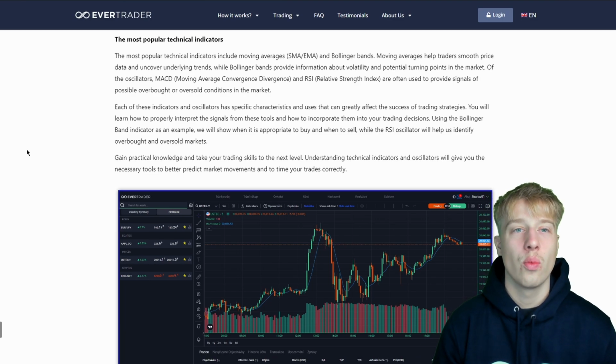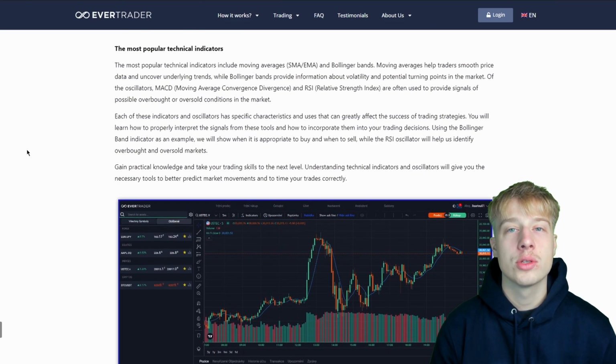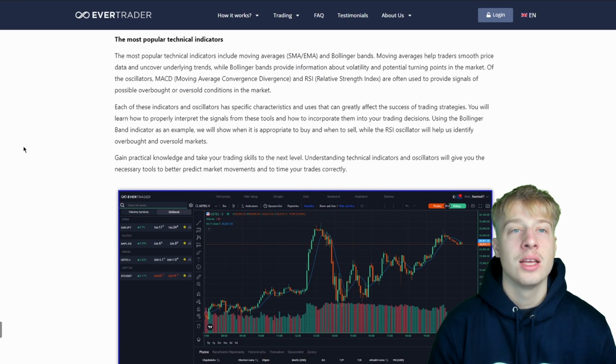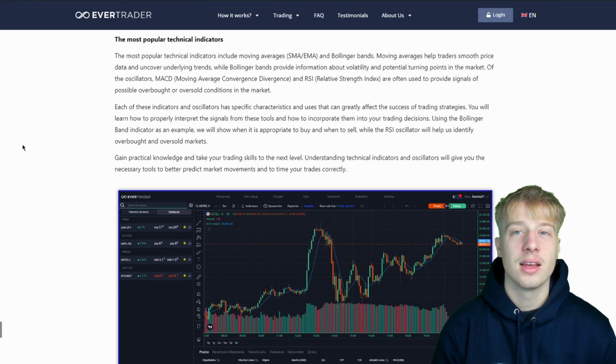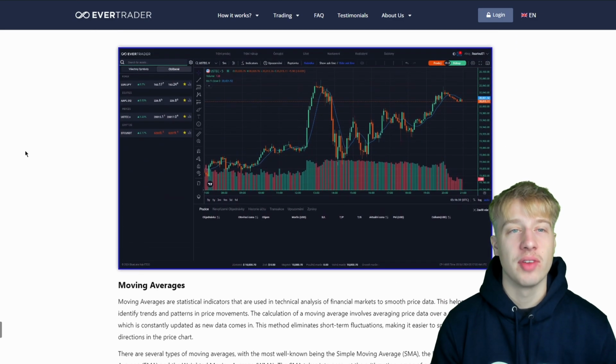Using the Bollinger Band indicator as an example, we will show when it is appropriate to buy and when to sell, while the RSI oscillator will help us identify overbought and oversold markets. So let's gain practical knowledge and take your trading skills to the next level. Understanding technical indicators and oscillators will give you the necessary tools to better predict market movements and to time your trades correctly. Okay, let's start with moving averages.